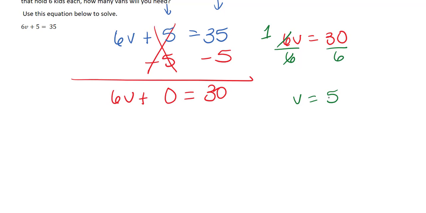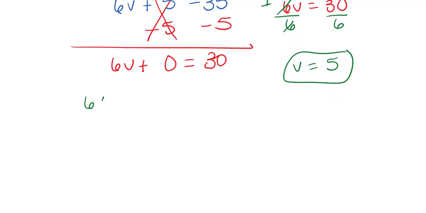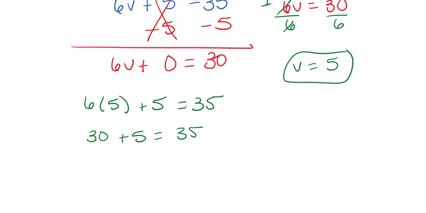So that makes sense. We have 5. If we go back, 6, and then we're going to substitute in the 5. So we have 5 vans, and then 5 kids get their own transportation. We need to make sure that's equal to 35. 6 times 5 is 30, plus 5. Then 30 plus 5 is 35, and that's equal to 35. So this checks out. Let's look at the next example.